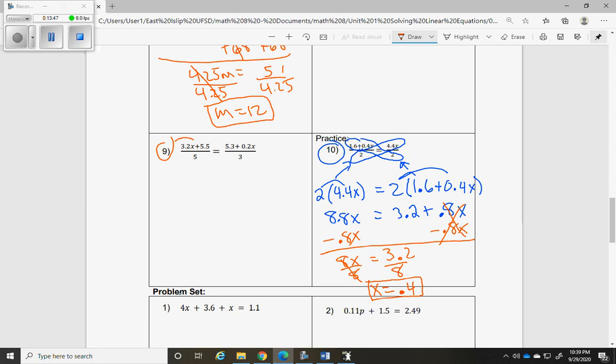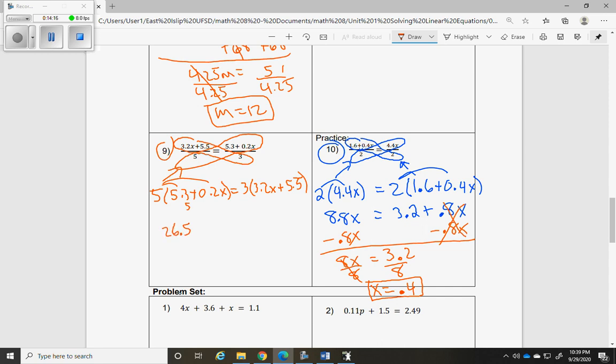And then if we do the cross products, so this one I write down 5 parentheses, 5.3 plus 0.2x equals 3 parentheses, 3.2x plus 5.5, and we'll distribute. I get 26.5 plus 1.0x, or just 1x, equals 9.6x plus 16.5.